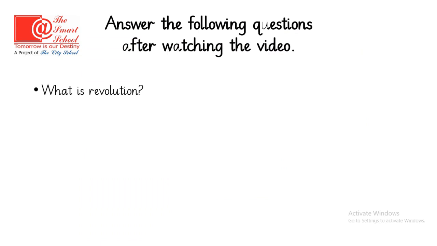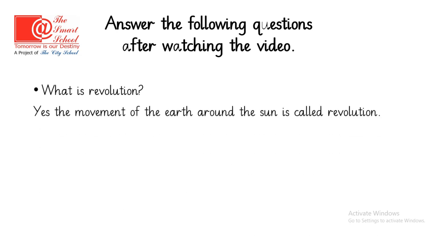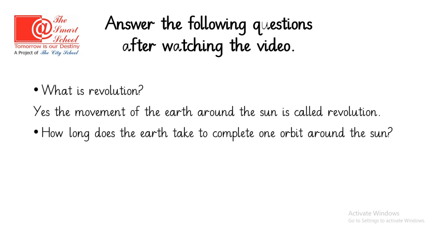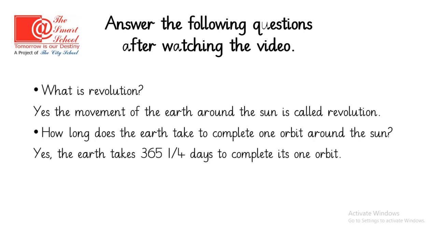So, you have to answer a few questions now. What is revolution? Yes, the movement of the Earth around the Sun is called revolution. How long does the Earth take to complete one orbit around the Sun? Yes, the Earth takes 365 and 1/4 days to complete its one orbit.